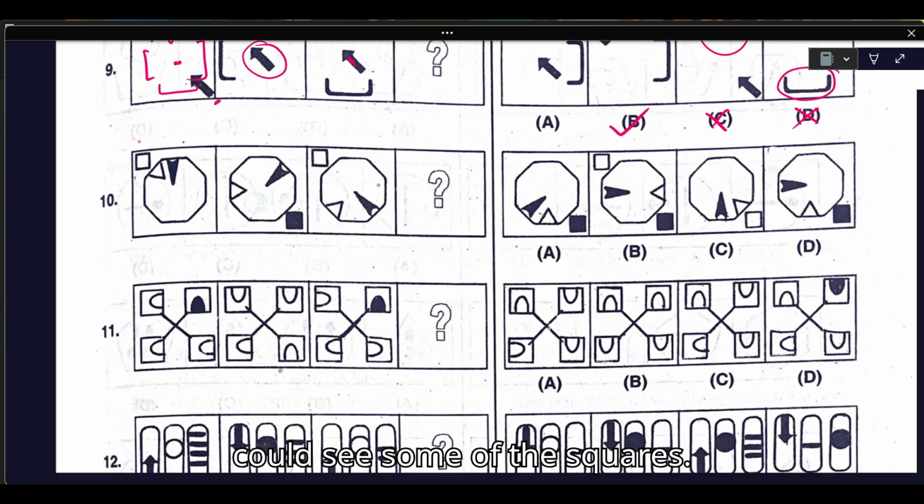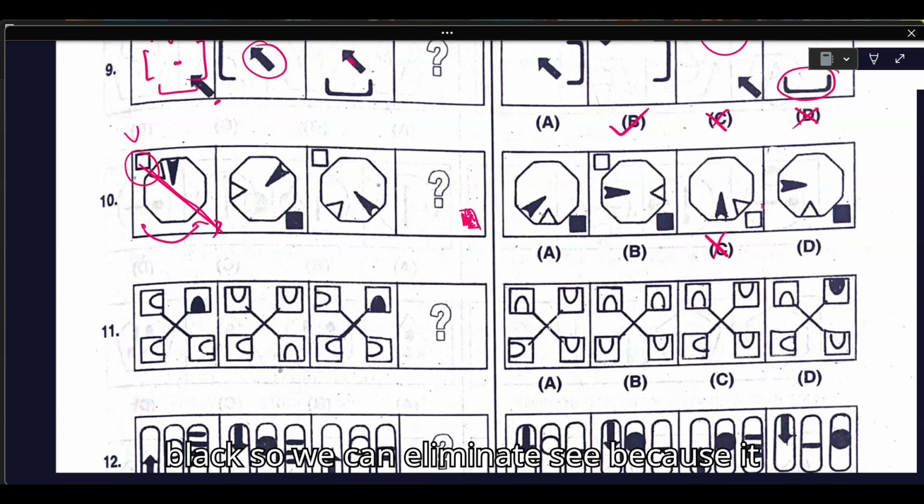Okay, and the next is the 10th one. Here we could see some of the squares, and these squares' colors are changing. It went from up to down, and then left to right. No, from here it came here, and then it again went to top. And what will be the next? Obviously it will be here, and that is black. So it should be black, so we can eliminate C because it is white.